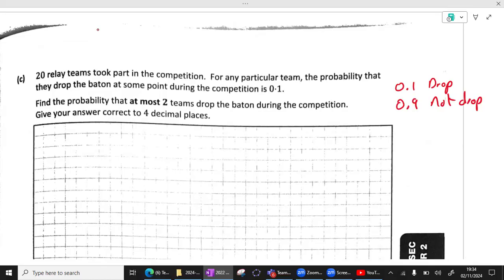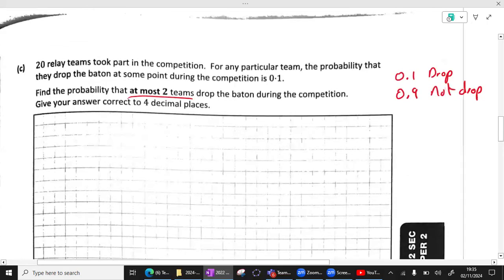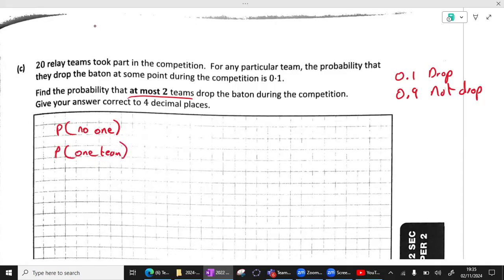Find the probability that at most 2 teams drop the baton during the competition. Give your answer at 4 decimal places. Now, it's saying at most 2. So what you're really saying is you could have the probability that no one drops it. You have the probability that one team drops it, or you have the probability that 2 teams drop the baton, but no more than that. It says at most 2. So there are your 3 scenarios.